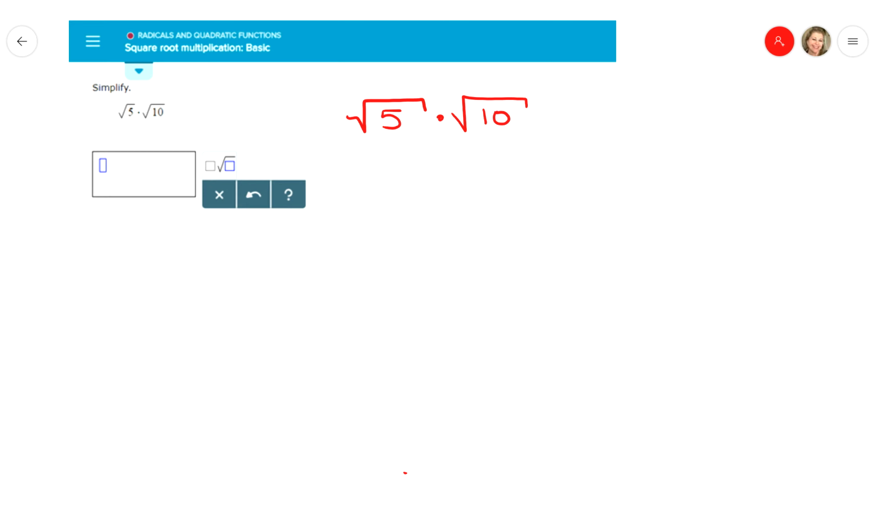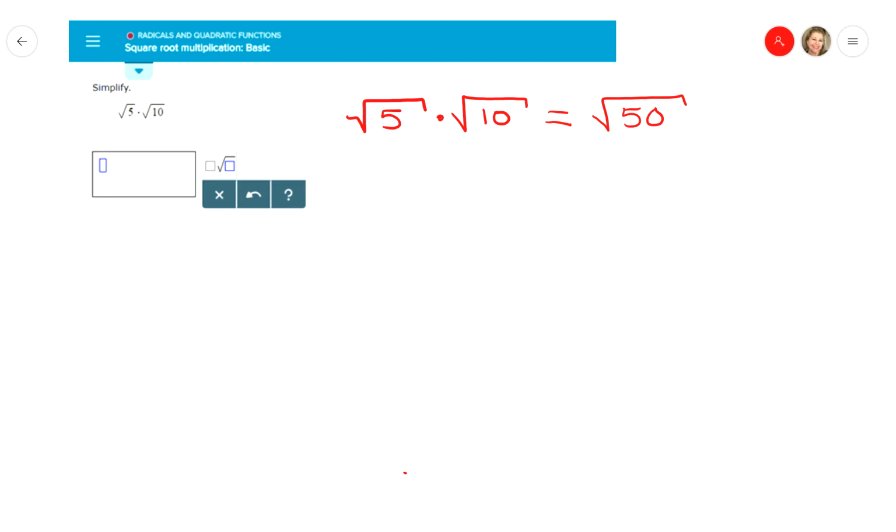All right, this is an example of multiplying radicals, but they're specifically square roots. There's actually two ways you can do this problem. I like to do it this way. I go ahead and multiply the square root of 5 times the square root of 10 and say that's the square root of 50. And then I simplify my radical the way I did in previous problems.